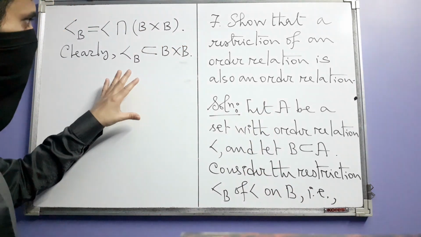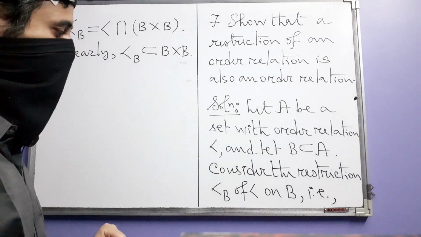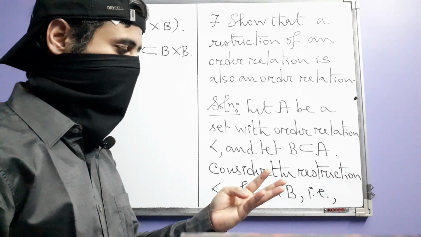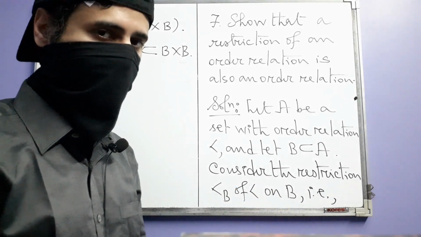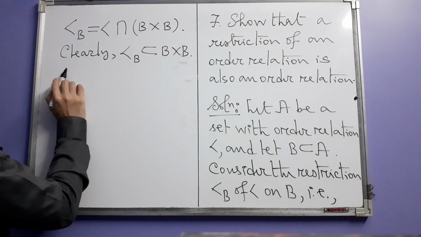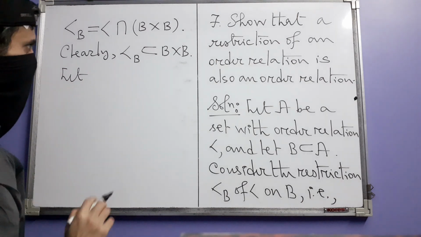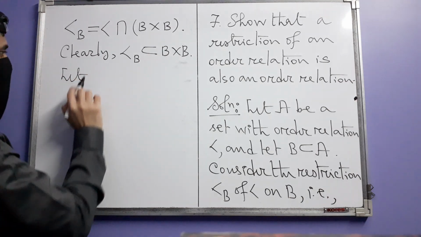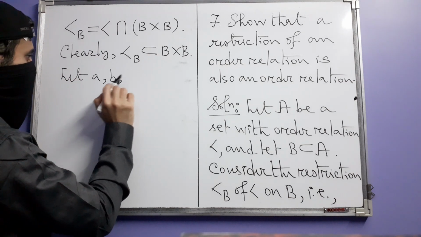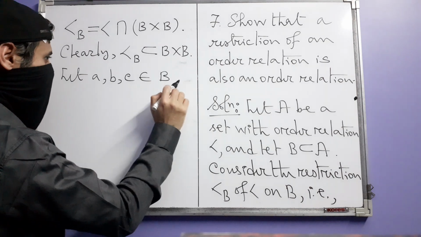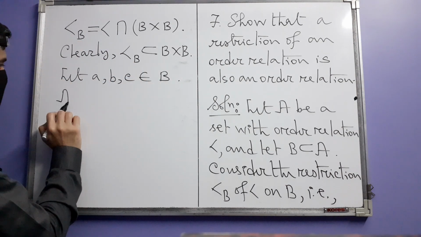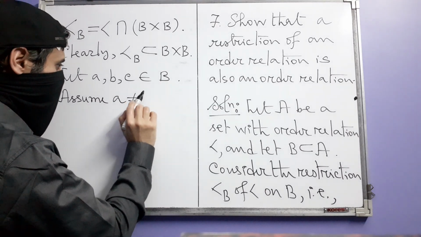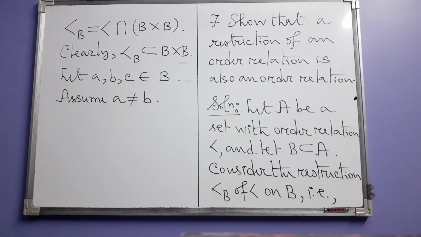Okay. Next, we have to prove that it's an ordered relation, just like this is an ordered relation on A. So again, comparability, non-reflexivity and transitivity, we have to verify these things. So let's start by taking any three elements in what? In B. Let A, B and C be any three elements in B. Assume that A and B are not the same.